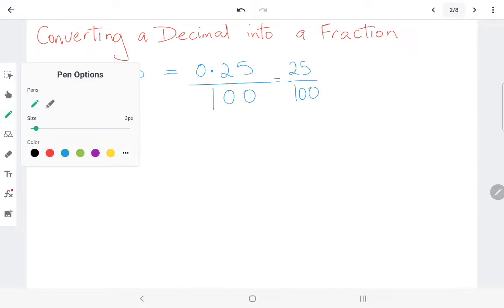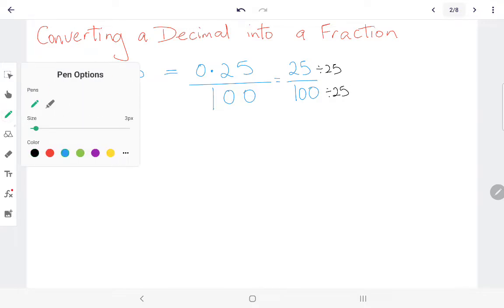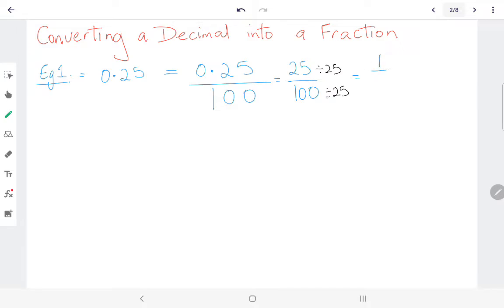From here we can see that it can be simplified. So we can divide the numerator by 25 and the denominator by 25 to reduce the fraction to the lowest term. So 25 divided by 25 is 1, and 100 divided by 25 is 4. So therefore 0.25 as a fraction is 1/4.